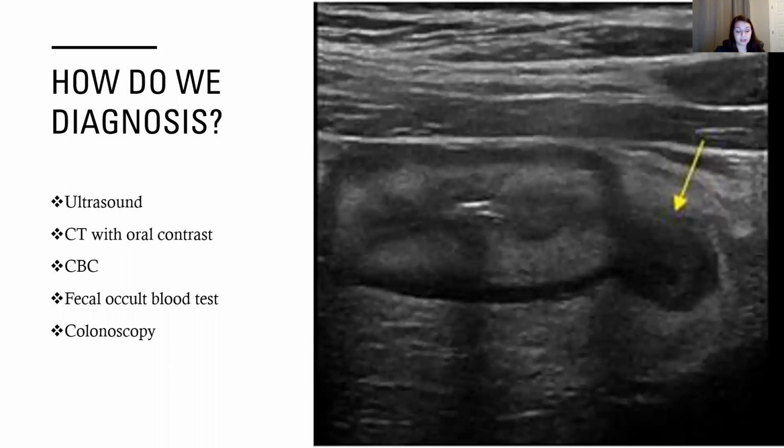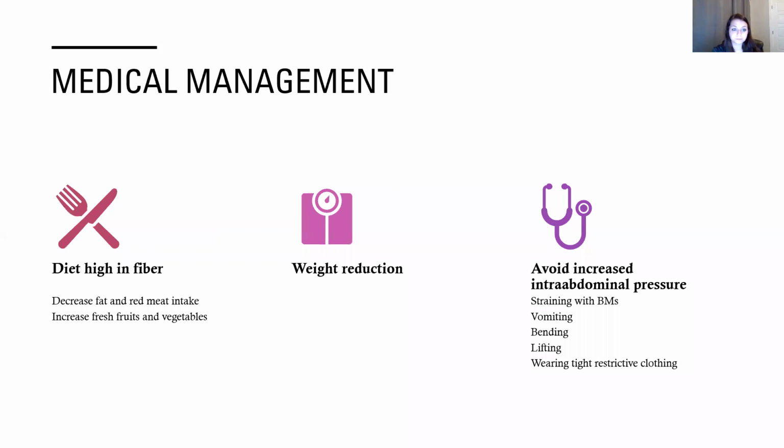So how are we going to diagnose this? We can do it with an ultrasound. We could diagnose with CT with contrast. We're going to do a CBC on them. We could do a fecal occult blood test and a colonoscopy. And the picture here shows the intestines with a little outpouch on it, which would be that little black circle here. That would be the diverticulosis. And then that is what gets food or fecal matter in it, and that becomes infected and inflamed.